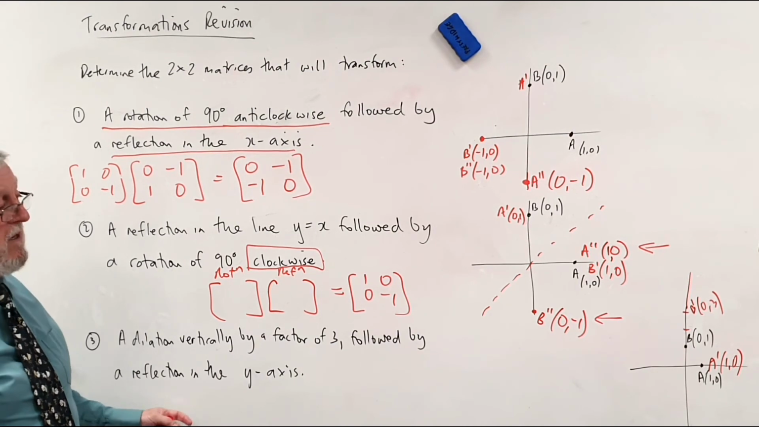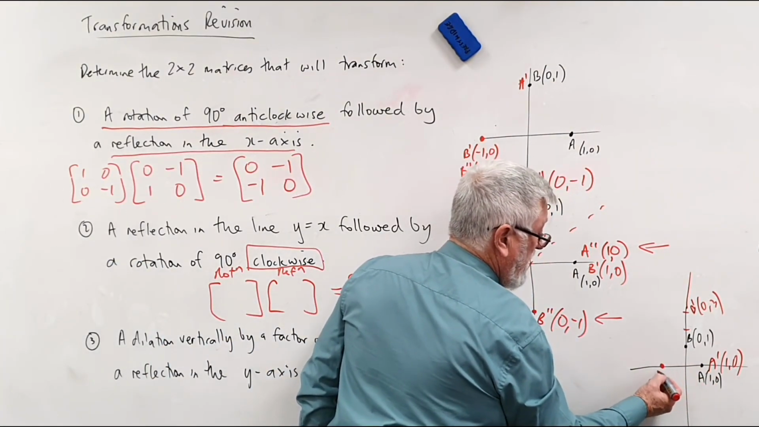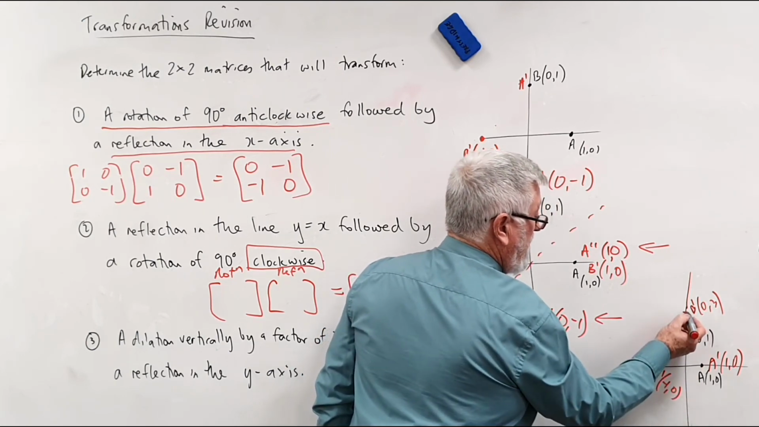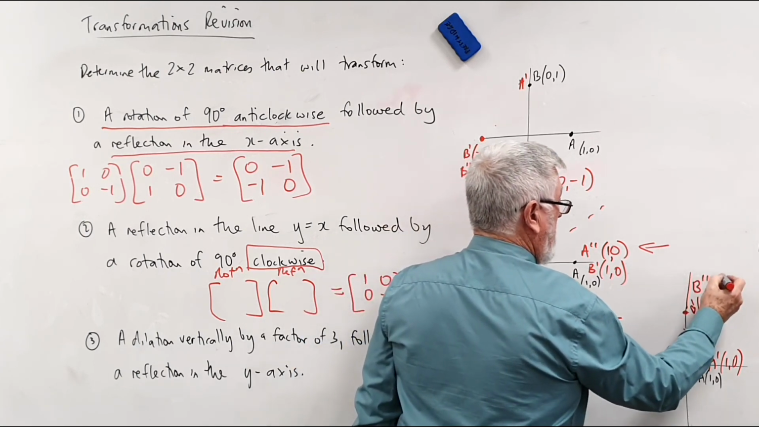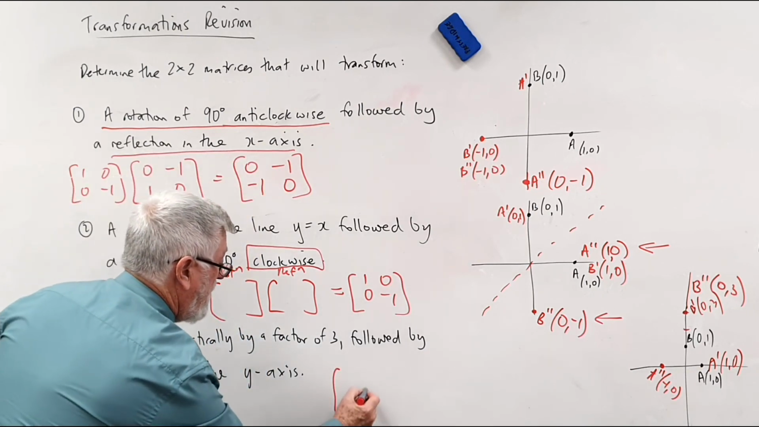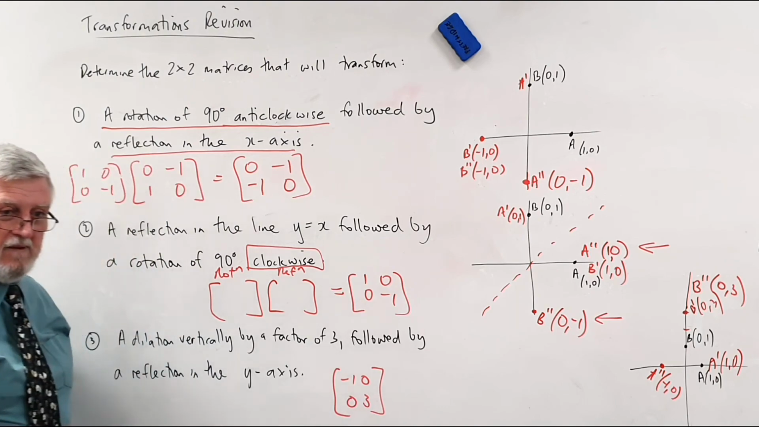So see what I tried to muck you up with? So there's A dash. So what's A double dash? Negative 1, 0. And what's B double dash? It stays the same, 0, 3. So what do we end up with? Negative 1, 0, 0, 3. No mistakes? Easy?